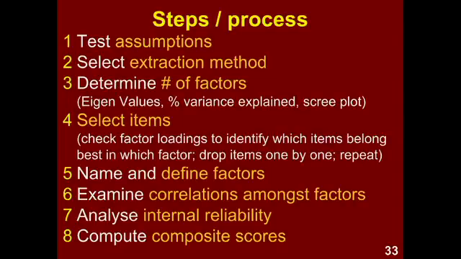And then you can get the correlations between your factors. And finally, you look at the internal consistency or internal reliability of each factor and calculate composite scores. So you combine the items to come up with some factor scores. 7 and 8 is partly what we'll do next week. So today we're really looking at 1 to 5 or 1 to 6.